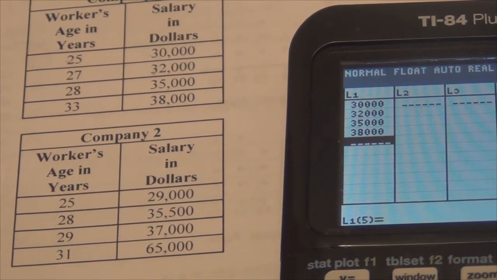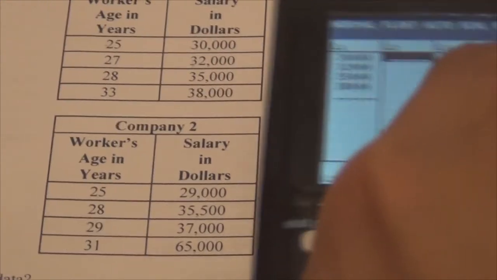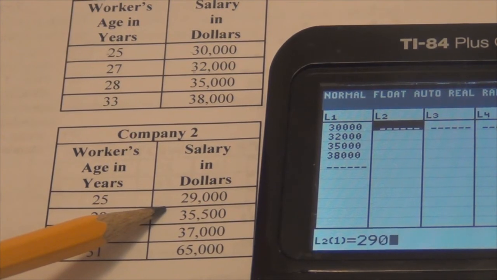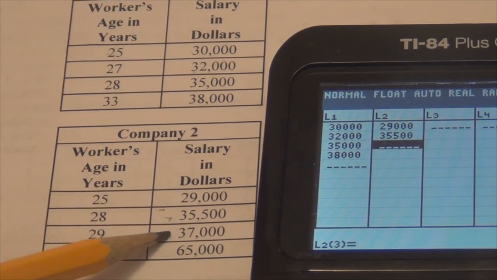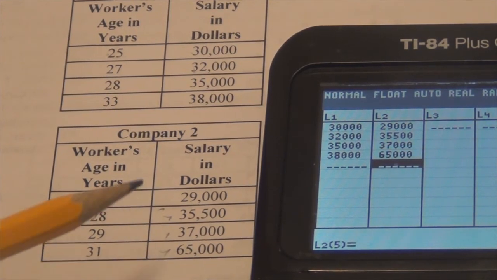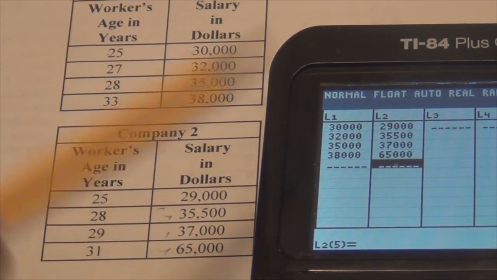38,000. On L2, I'm going to put company B. So 39,000, 35,000. Oops, no, 35,500. Okay, we're talking now. 37,000, 65,000. Nice. So 65,000. All right, so L1 and L2.